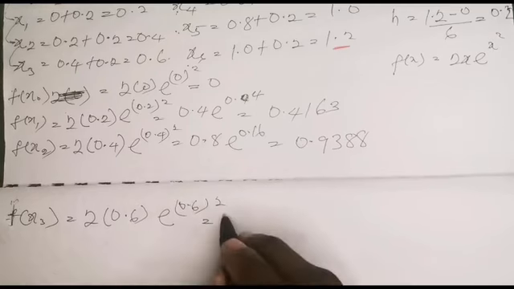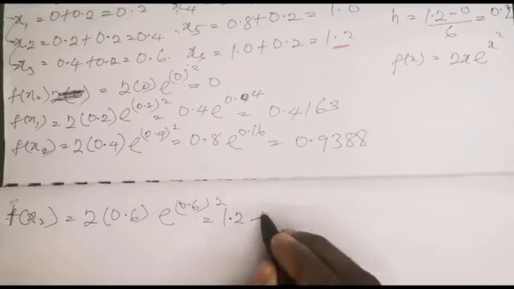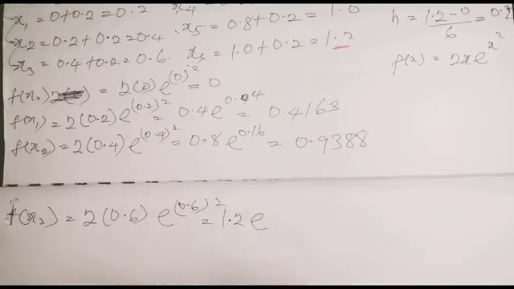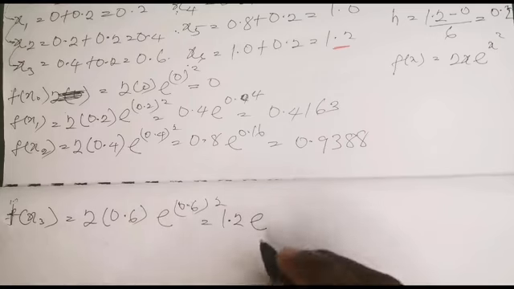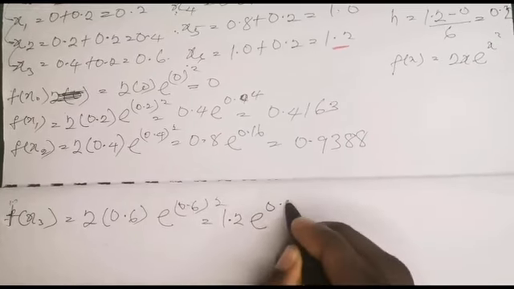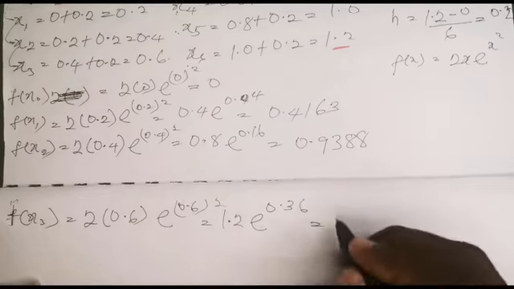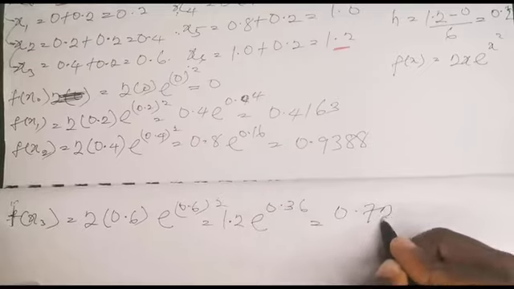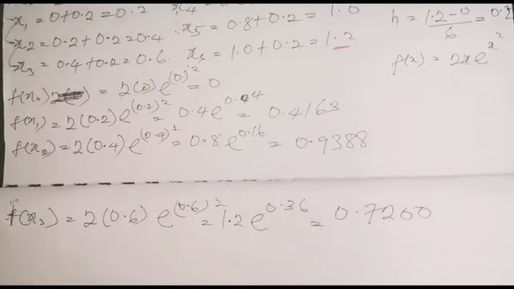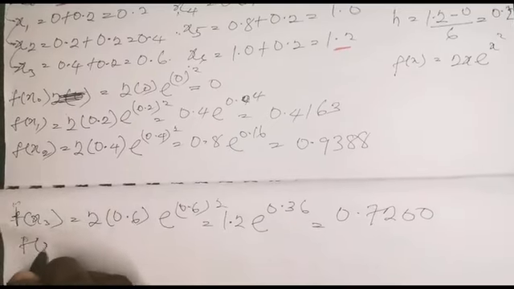That gives us 1.2. So 1.2 exponential 0.6 squared gives us 0.36. So let's see what this gives us. 1.2 exponential 0.36 gives us approximately 0.7200.